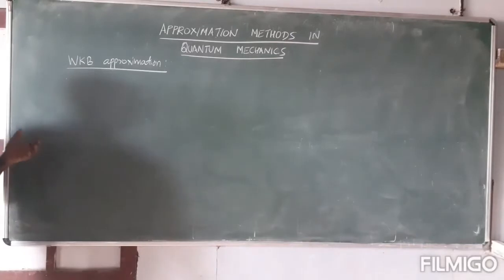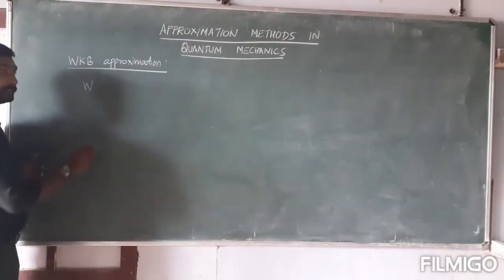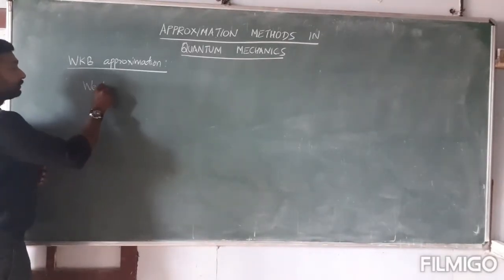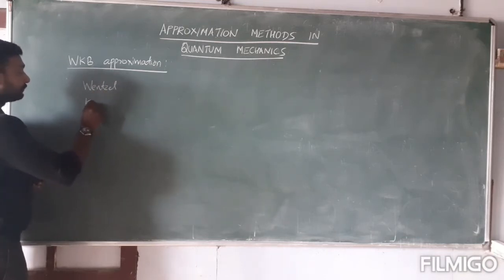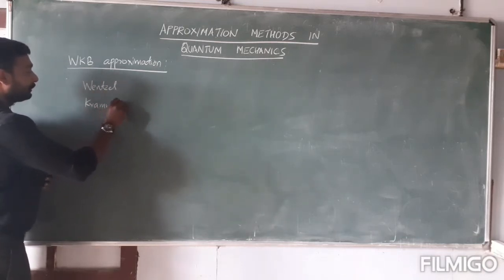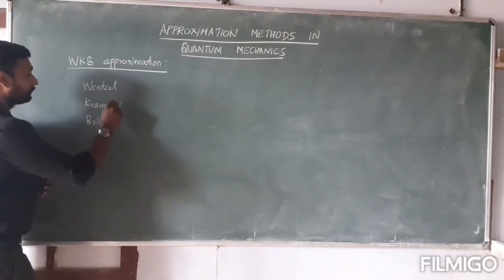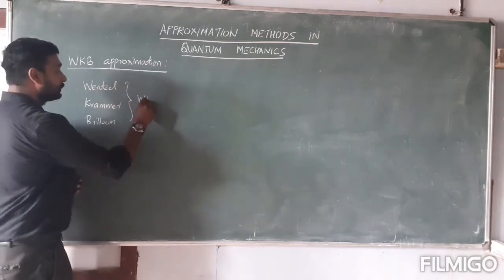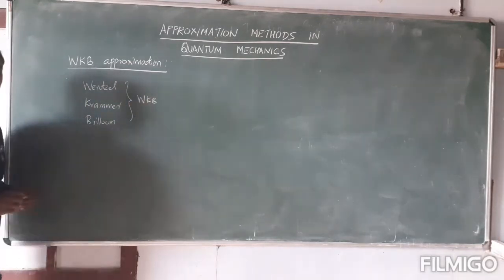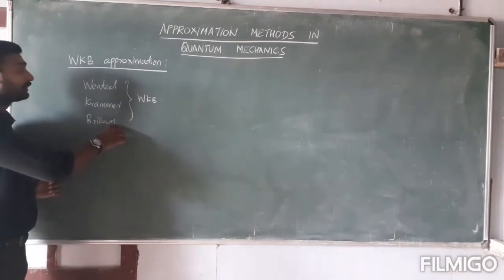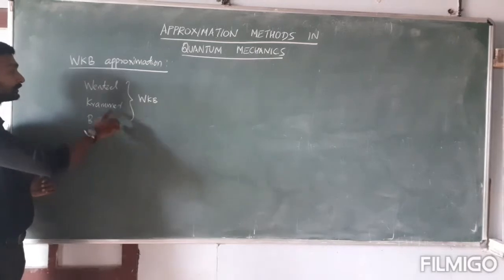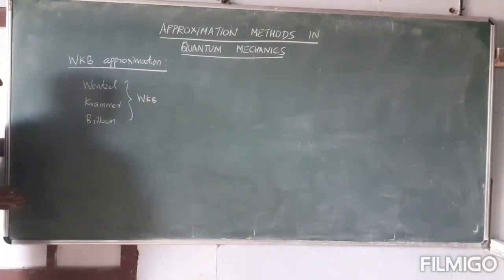This WKB comes from three physicists, Wentzel, Kramers and Brillouin. This is what is called WKB. So this is the secret behind this name, the WKB approximation. The WKB approximation is in the name of these three famous scientists. Now we can directly go to what this approximation is.